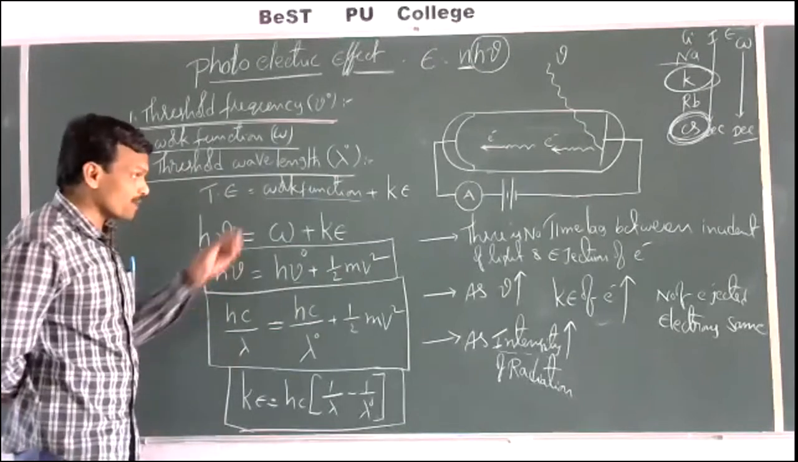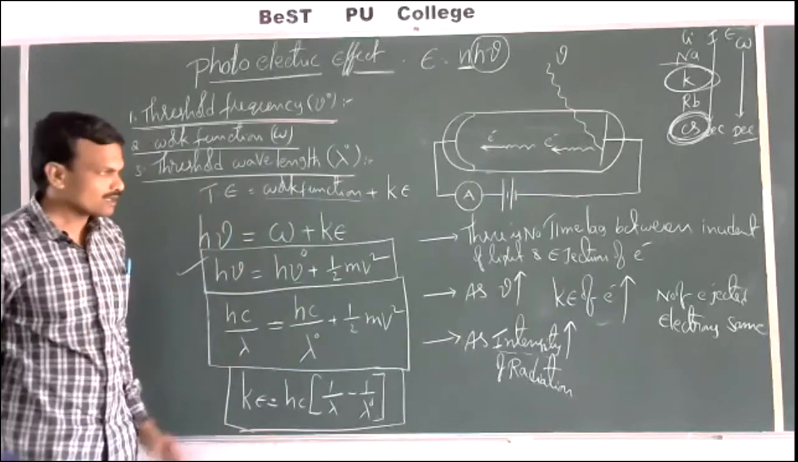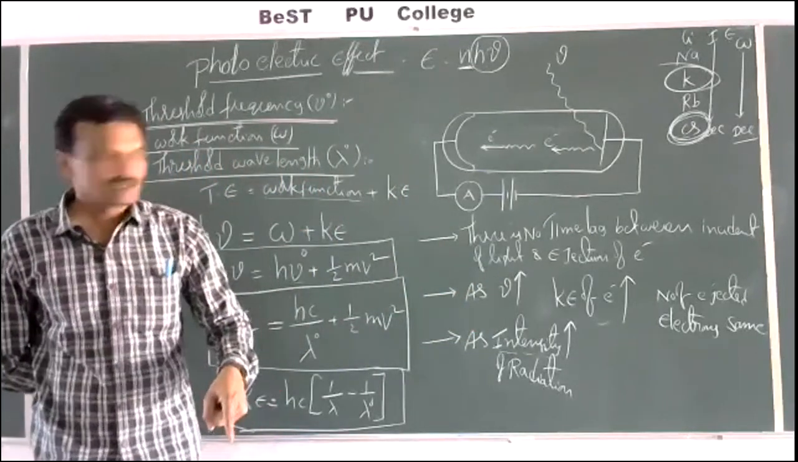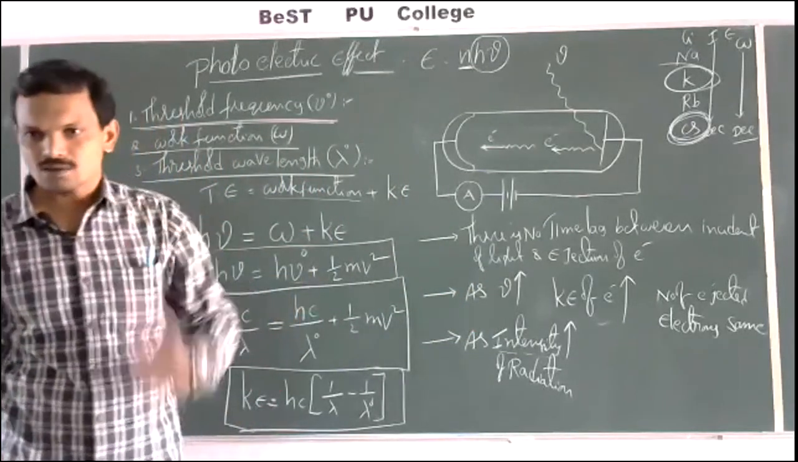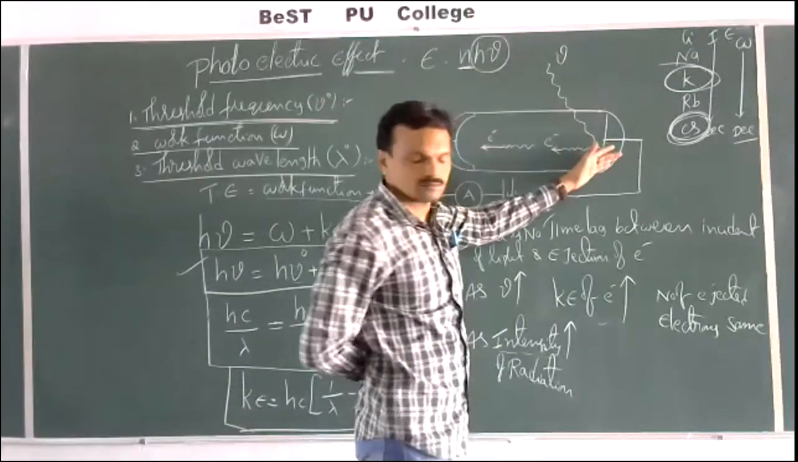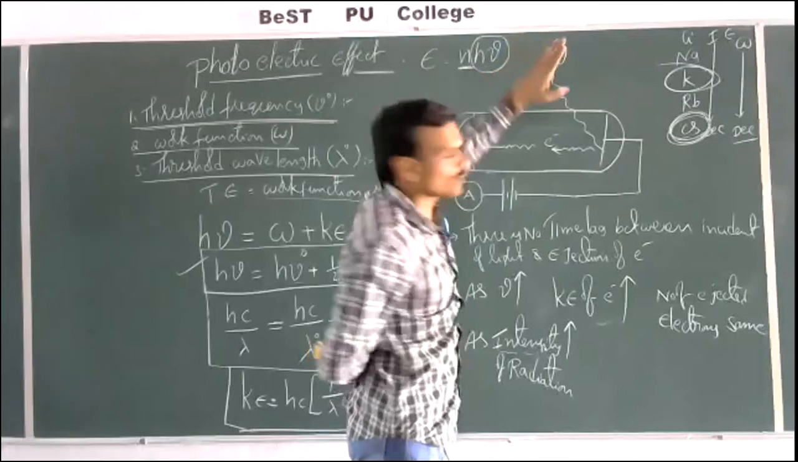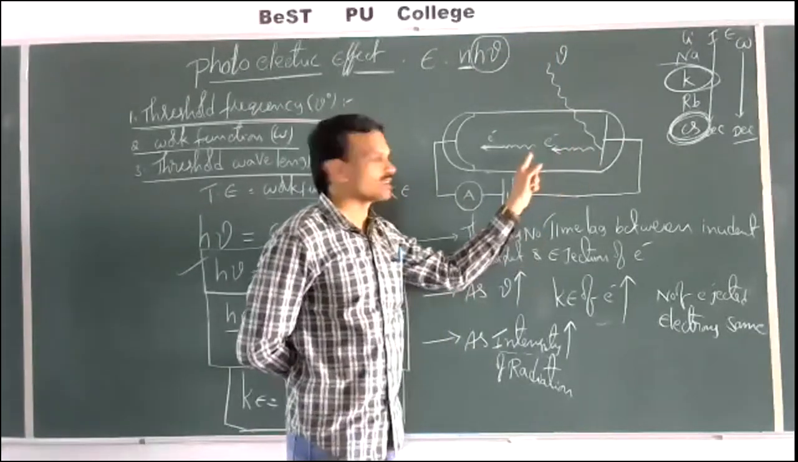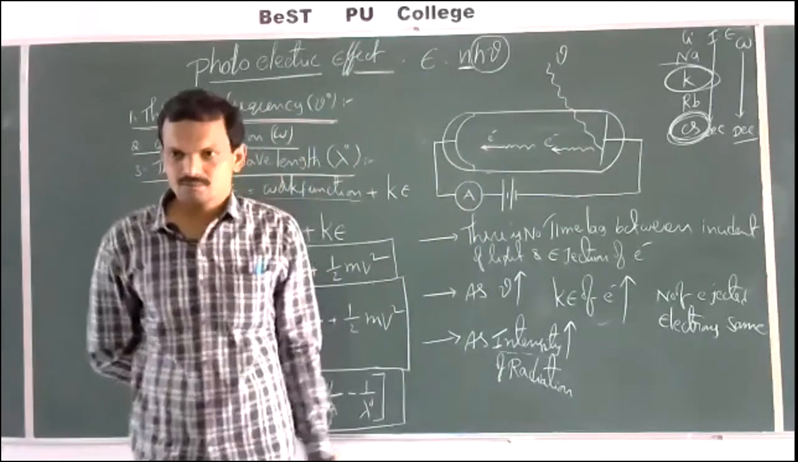But the number of photons increases. As intensity increases, the number of photons increases, then the number of ejected electrons also increases. For example, I am passing radiation here. The light consists of 10,000 photons. Then how many electrons may eject? 10,000 electrons may be ejected.